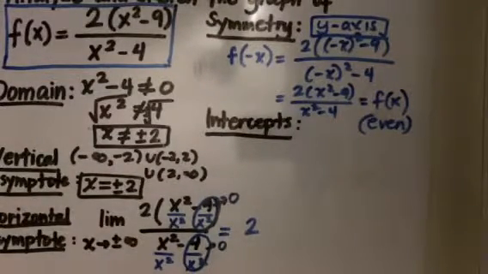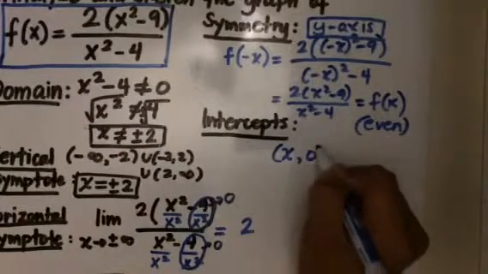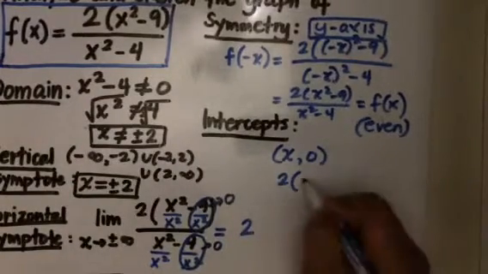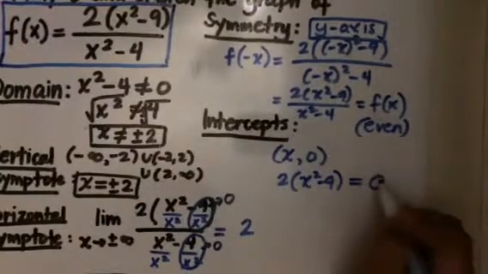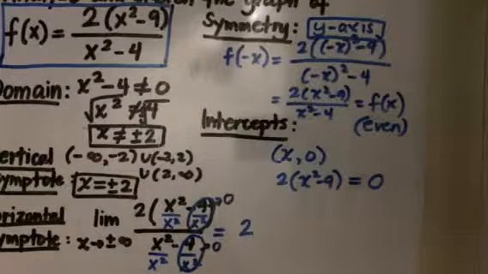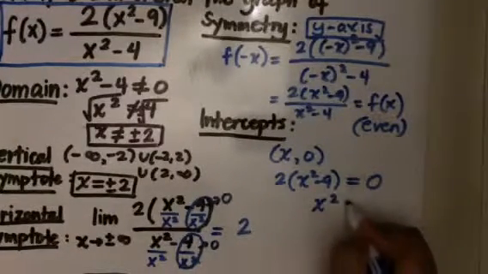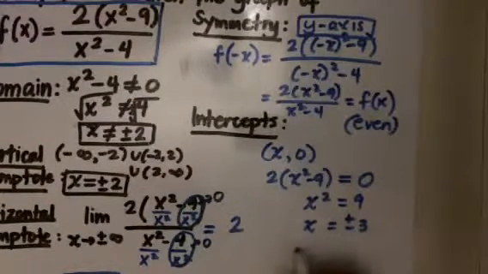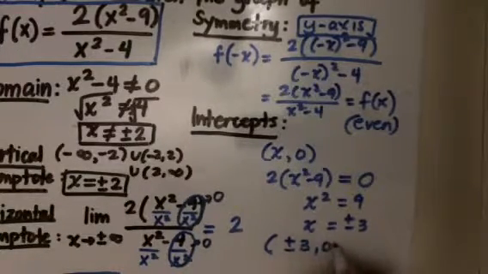Next would be finding some intercepts. So to find an x-intercept, we set y equals 0. So we set the whole function equal to 0. Essentially we just need to set the numerator equal to 0, and solving for x will give us positive or negative 3. And so our x-intercepts would be positive or negative 3, 0.